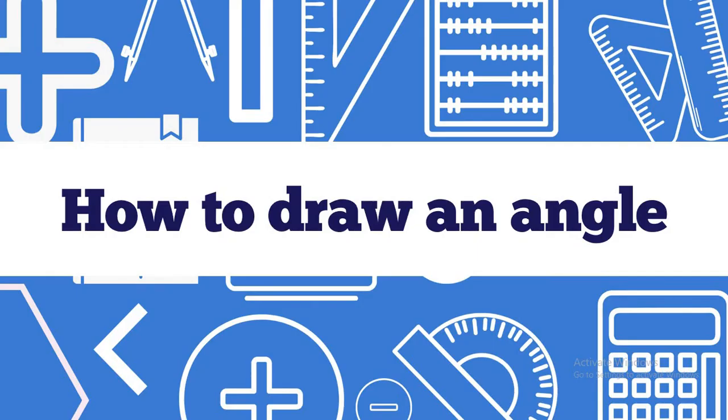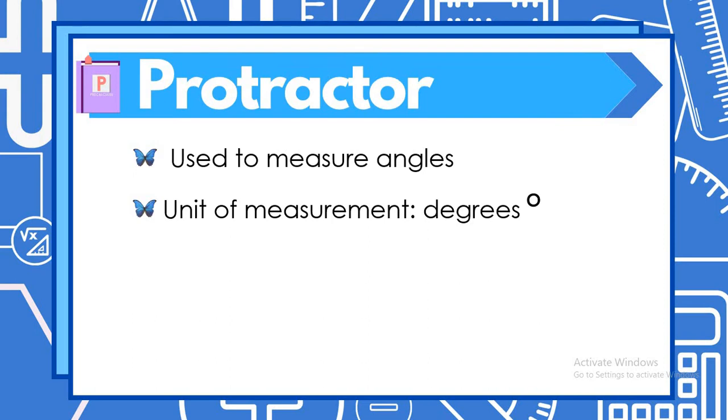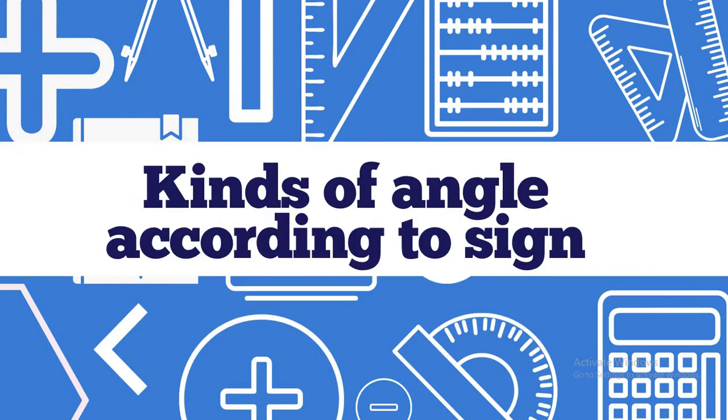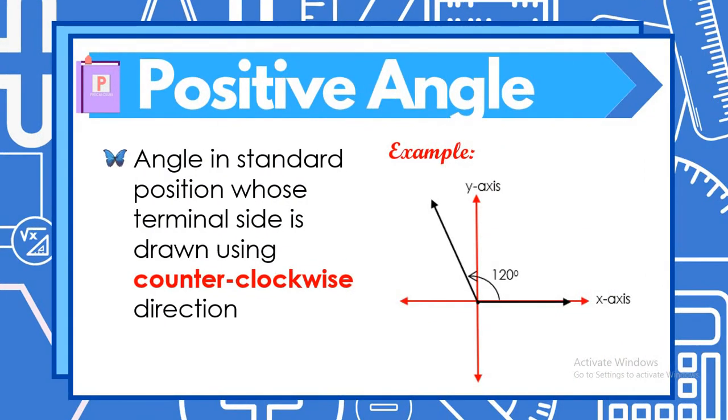Let's now discuss how to draw an angle. So basically, in junior high school, you use a protractor to measure and draw angles. And the unit of measurement you're most familiar with is degrees, and the symbol is this one. To draw angles, we need first to be familiar with the kinds of angles according to sign. And since we are talking about signs, we know that the angles that we are going to talk about here are the positive and negative angles.